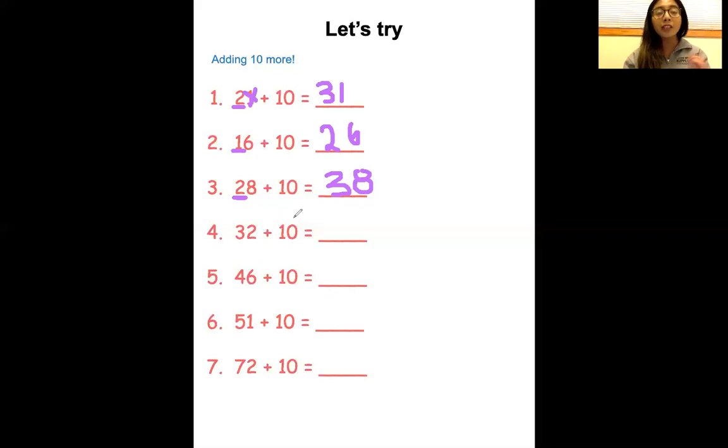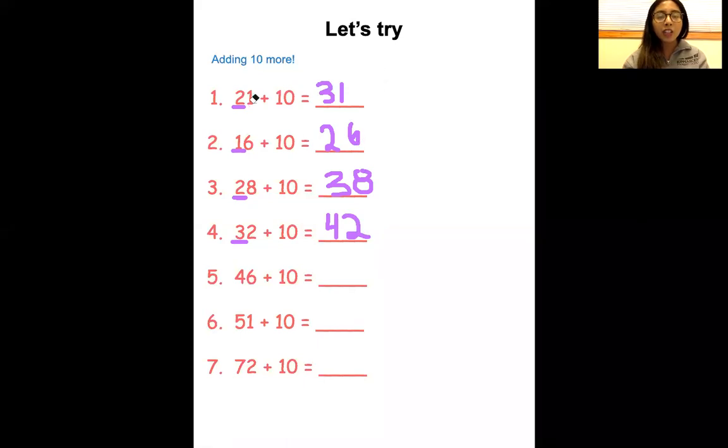32 plus 10. Say the answer right now if you think you already know it. All right, let's see if your answer was right. Remember, I add one more to my tens place, which means it's 40. My ones place does not change, 42. Notice how every time we've done these, my ones place has not changed. Every time I added 10, my ones place has not changed.